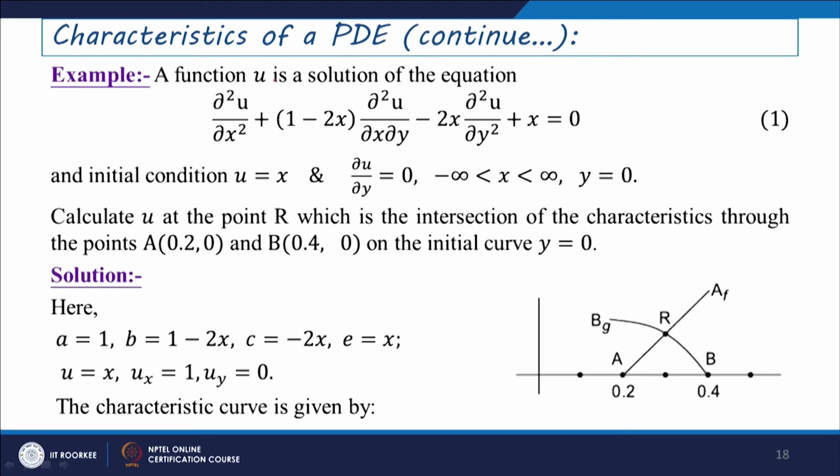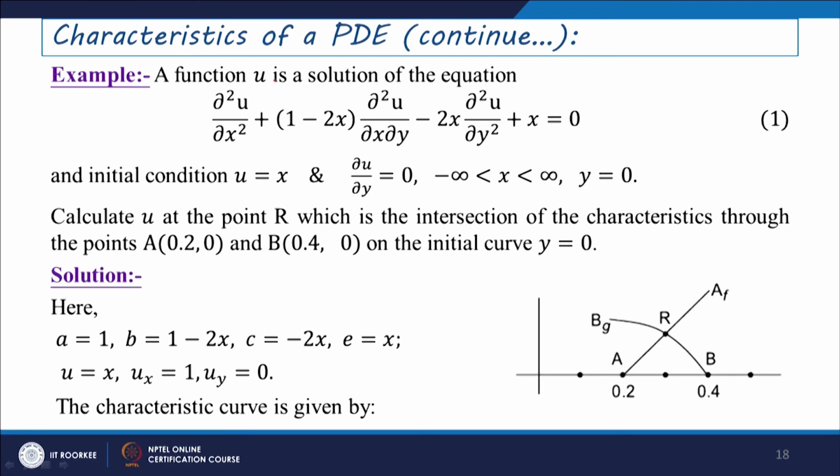Suppose in this example we consider a function u that is a solution of the equation del square u by del x square plus 1 minus 2x del square u by del x del y minus 2x del square u by del y square plus x equals 0, with the initial condition u equals x and del u by del y equals 0, where x lies between minus infinity and infinity and y equals 0. The question is to calculate u at the point R, which is the intersection of the characteristics through the points A at 0.2, 0 and B at 0.4, 0 on the initial curve y equals 0.